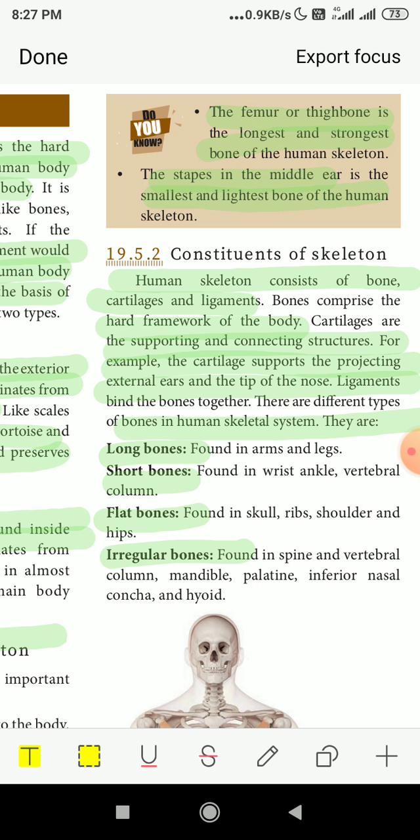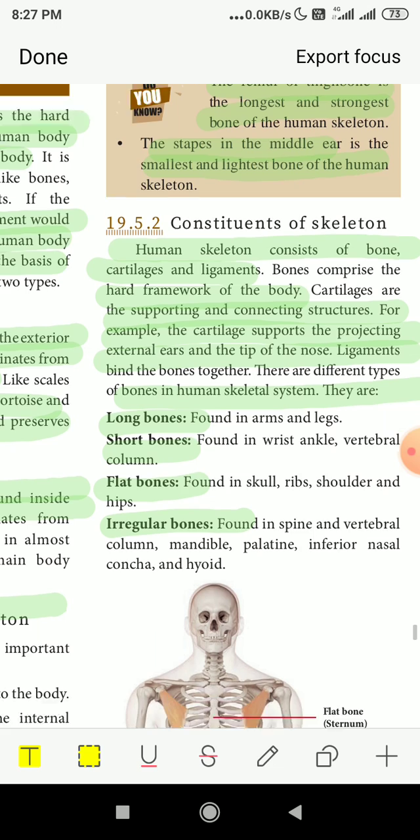There are different types of bones in the human skeleton system. Long bones are found in arms and legs. Short bones are found in the wrist, ankle, and vertebral column. Flat bones are found in the skull, ribs, shoulders, and hips. Irregular bones are found in the spine and vertebral column, mandible, that means lower jaw, palatine, near the mouth area, inferior nasal concha inside the nose area, and the hyoid bones. So these are the different types of bones found in the human body.